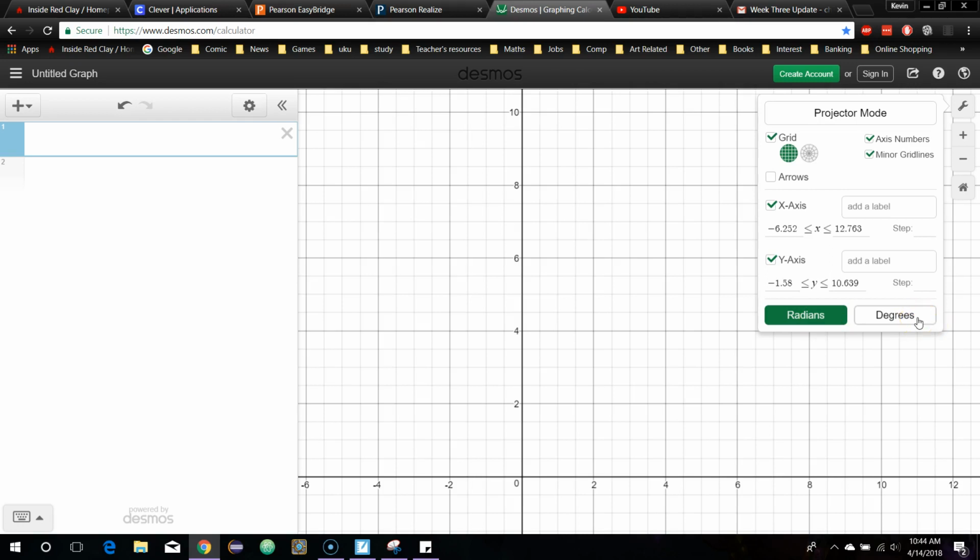Because we are using degrees, right? 30 degrees, 40 degrees, 90 degrees. So make sure this is clicked. By default, it's always on radian, so if your answer looks odd, just click on this button and check if you actually use the degree.